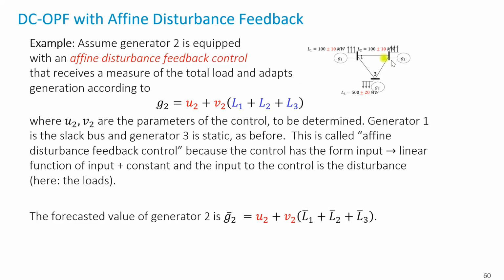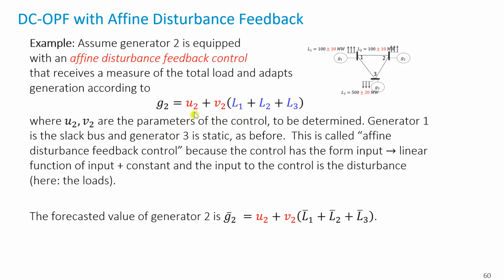So I assume the value of the generation here is a constant plus a term that depends linearly on the total load that is to be run in this network. That's the simplest form of control law, and it's called a linear control law. It's called affine disturbance feedback control. Feedback control because we derive the control, the value of G2, as a function of what we observe in terms of the disturbance, and affine because it's an affine function. Again, here I show it in the very simple case where we have just two numbers, U2 and V2, but in general, if I would have larger matrices, the theory that I show will work exactly the same way.